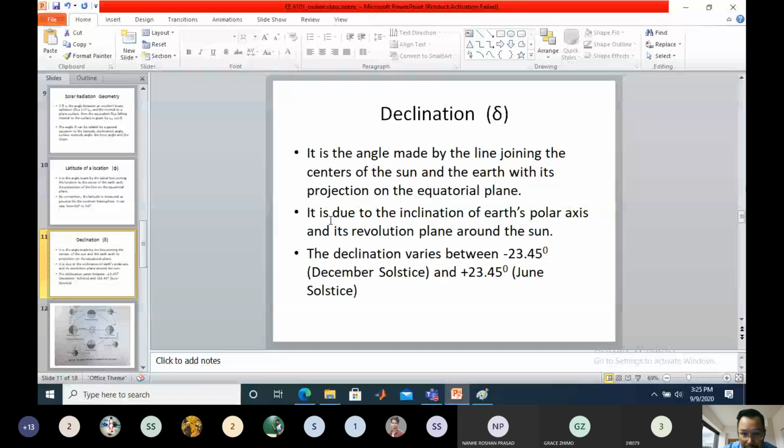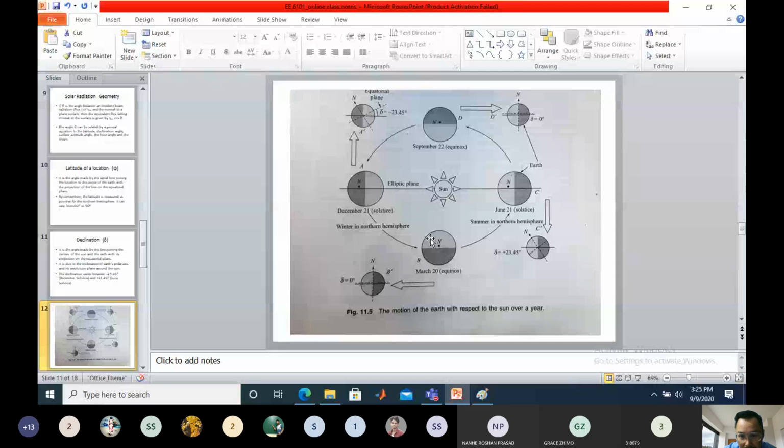Now let's have a look at how this declination angle arises. It is due to the inclination of the Earth's polar axis and its revolution plane around the sun. That revolution plane around the sun, meaning this line, this line here, and this line here, it's the same, right? Look. Only the polar axis was like this. Now this side, then it went to this side, isn't it?